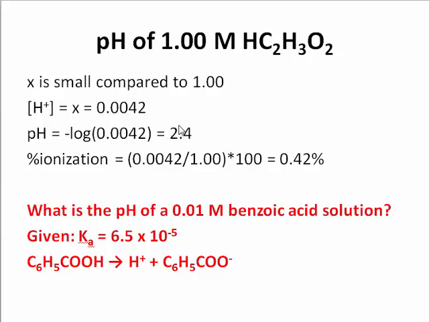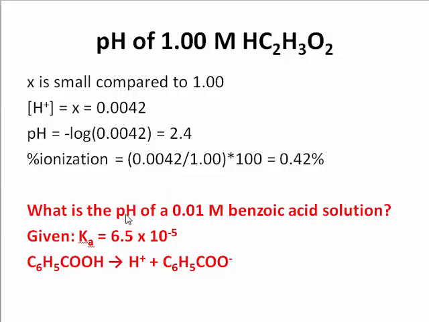This is as opposed to a 1 molar strong acid, which we saw in the previous lecture would have a lower pH of 0. This sort of information is often expressed as the percent ionization of the acid. The percent ionization of 1 molar acetic acid is moles of H+ over moles of undissociated acetic acid, which is 1, and that's equal to 0.42% in this case.